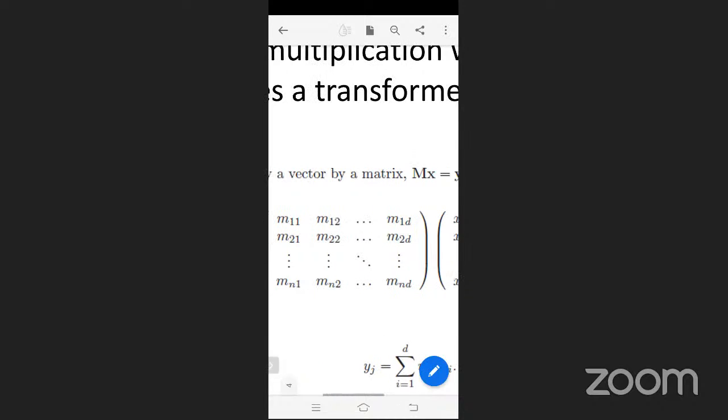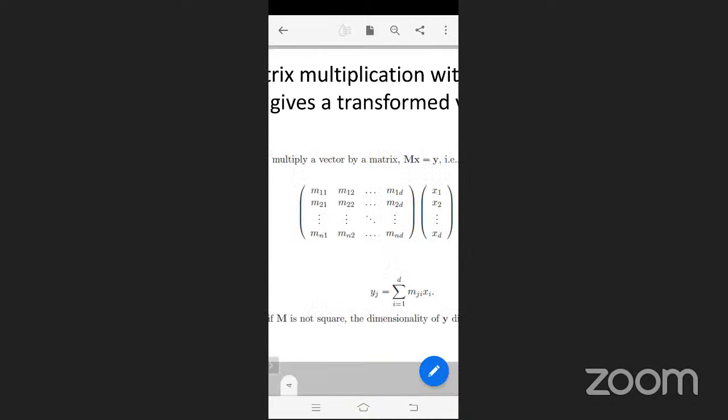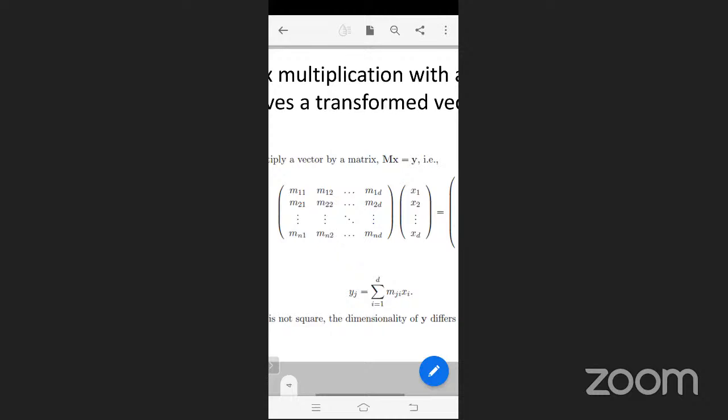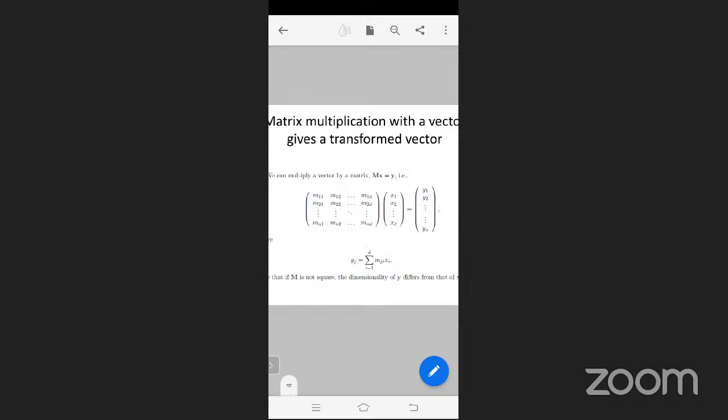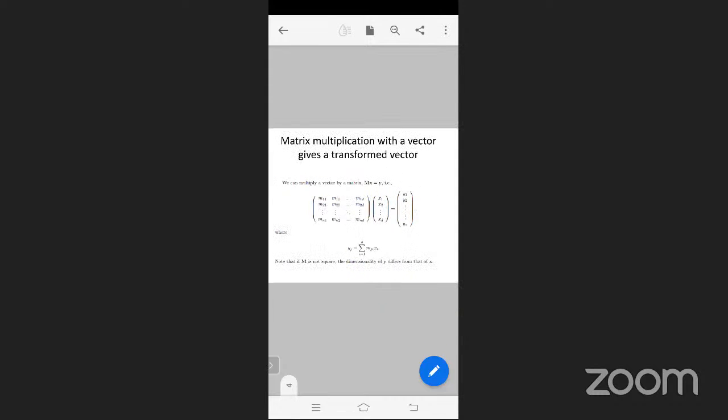And you also know that matrix multiplication has to be compatible. For example, if you have a 4 by 3 matrix, you can multiply it with a 3 by 1 vector to get a 4 by 1 vector. Likewise, you can take a 5 by 5 matrix and multiply it with a 5 by 1 vector to get a 5 by 1 vector. That is quite straightforward, which you should know.